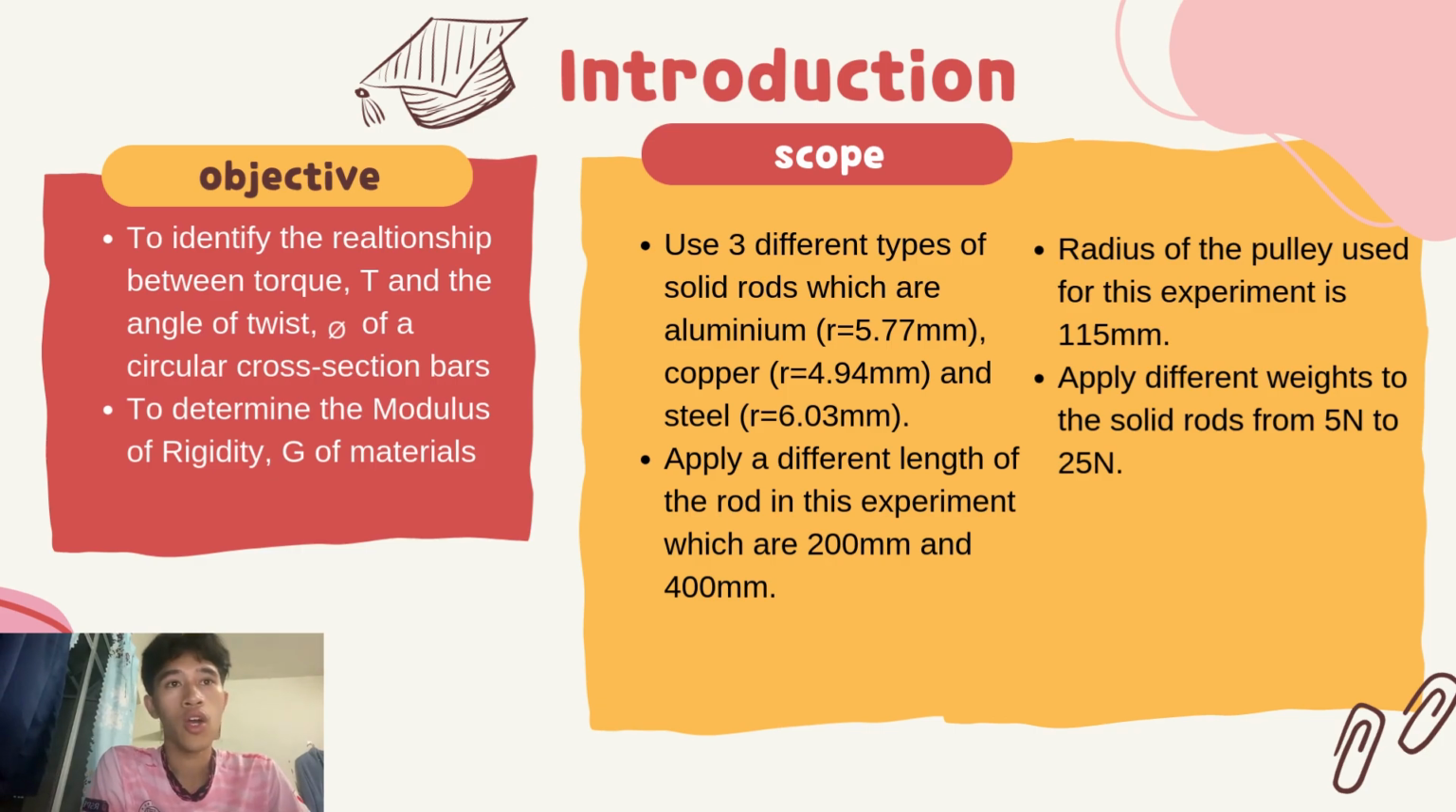And for the scope, we use three different types of rods, which are aluminium, copper, and steel, which have a 5.77 radius for aluminium, 4.94 for copper, and 6.03 for steel. And then we apply different lengths of rod in this experiment, which are 200 mm and 400 mm. The radius of the pulley is 115 mm. And lastly, we apply different weights to the solid rod from 5 Newton to 25 Newton.